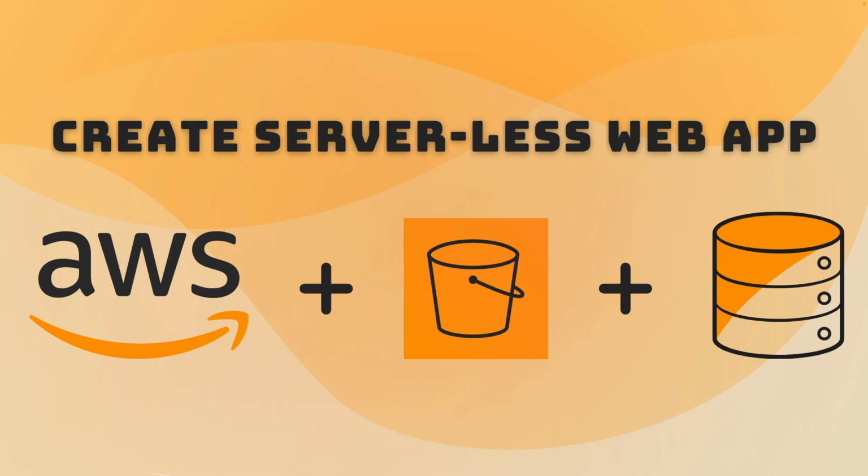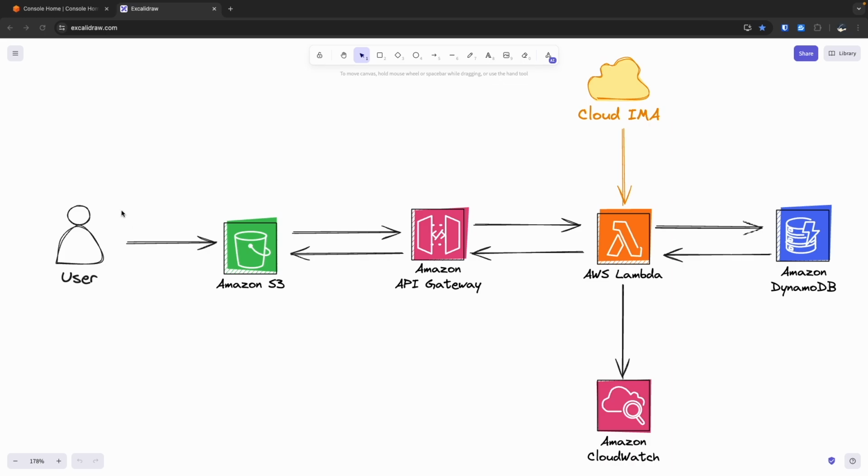Hello everyone, in this video we will create a serverless web application using AWS services. Let me just give you a quick overview of what will happen when users access our contact form. So the user can interact with our application through a web browser. Then the user's request will be first directed to Amazon S3 where our static website or client-side code is hosted.